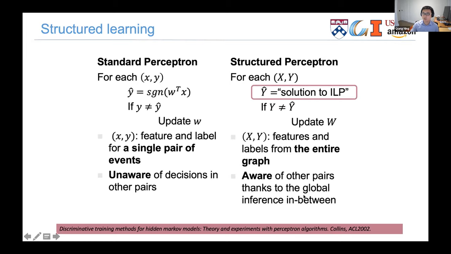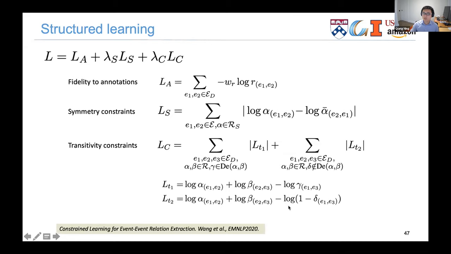So another way to enforce the structures in learning, but in a softer way, is used in the same paper in EMNLP 2020, where they softened the constraints and added them into the loss to minimize. This is obviously also a clever way to do structure learning. And I'm not going to detail out everything here.